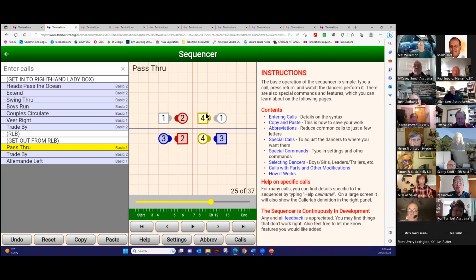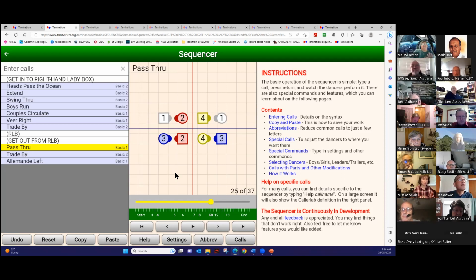Remember, it's all about sequence. I'll have my paired couple on the inside, my unpaired couple on the outside. That's the boxes where they're all in sequence. But if you look at it, it's a right-hand lady box. Number 4 man, his right-hand lady is number 1. Number 3 man, his right-hand lady is number 4. Number 1, right-hand lady is number 2. Number 2, right-hand lady is number 3. This is a right-hand lady box in sequence.